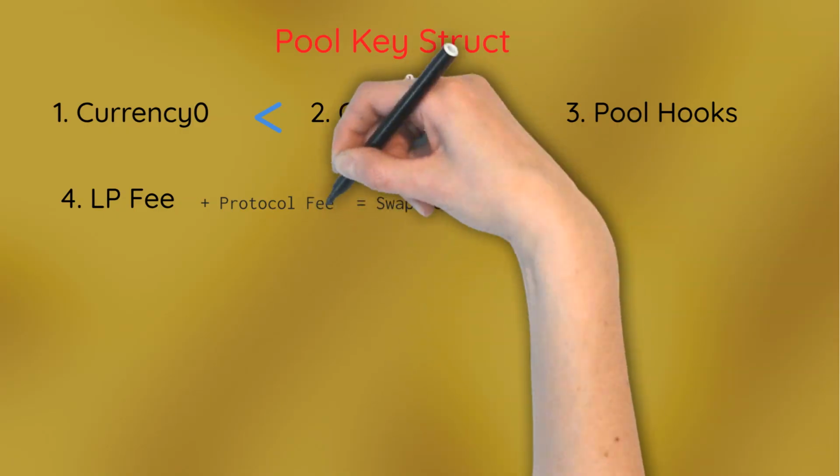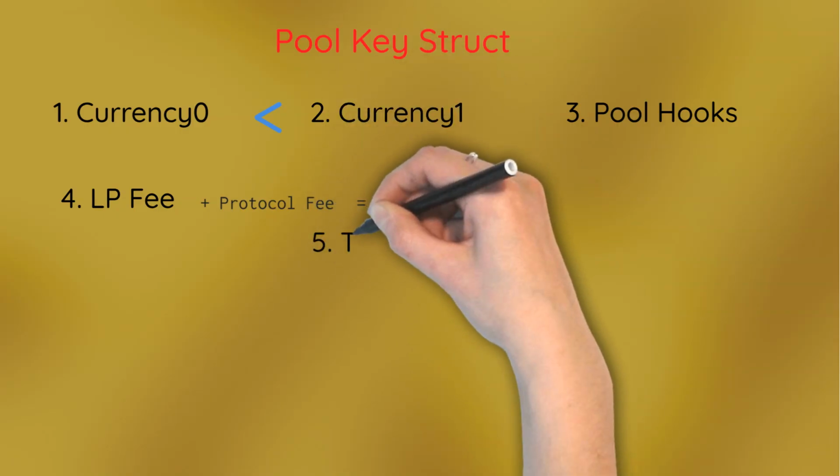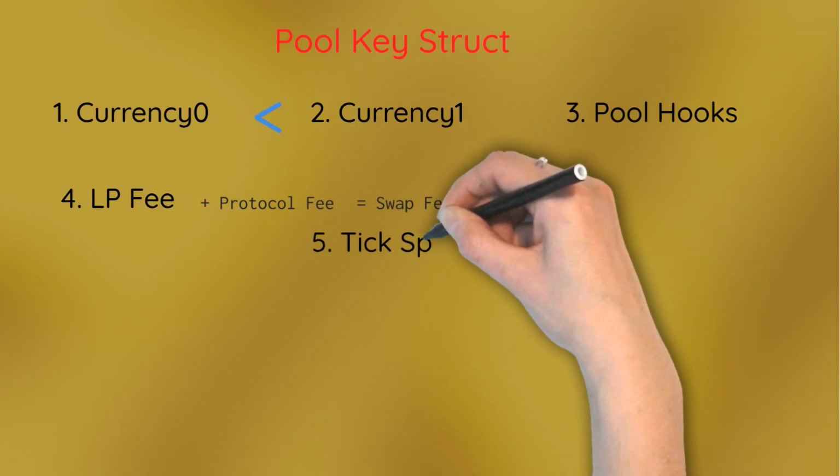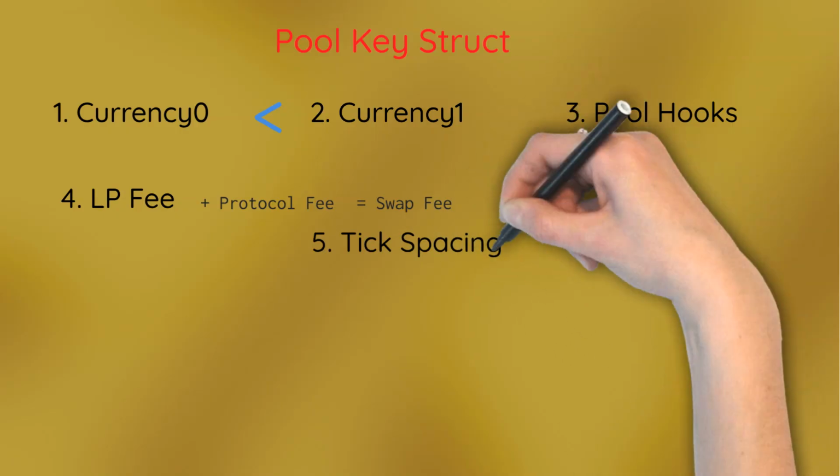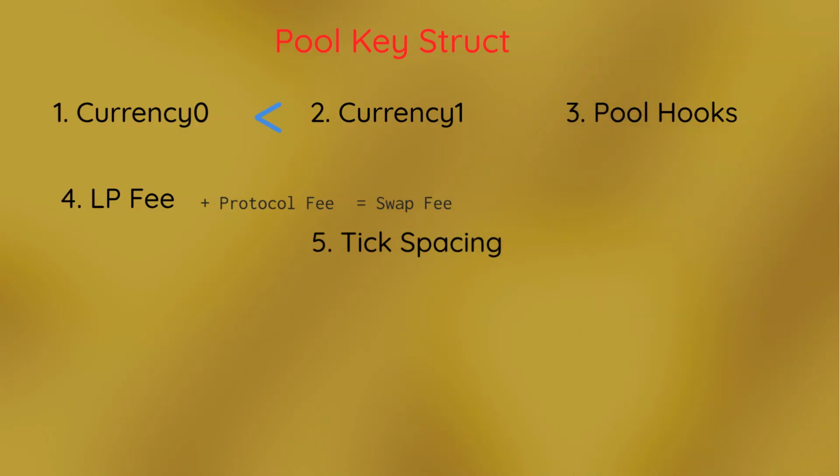A key part of how pools work is tick spacing. Imagine a pool's price is not a smooth line. It moves in small steps, like the ticks on a ruler. Each tick is a price point where liquidity is available, and the tick spacing is the distance between those ticks. Why does tick spacing matter? Tick spacing determines how precisely prices can be set in a pool.